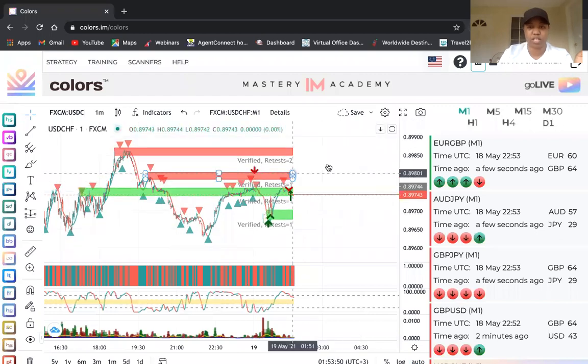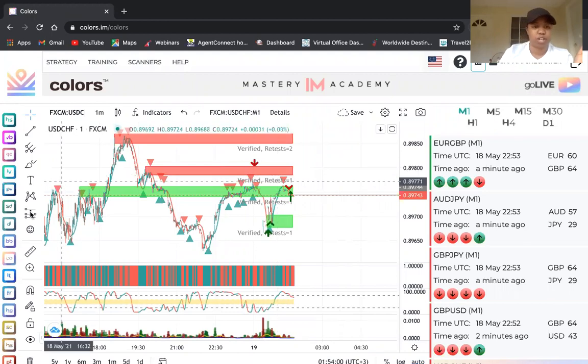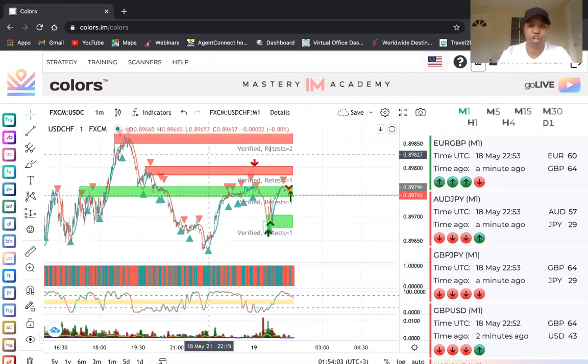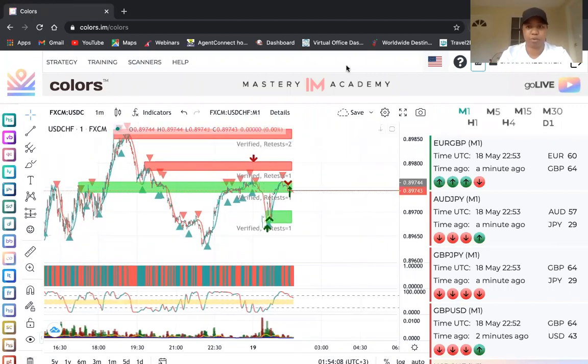So when you see these boxes, this is our motto, guys: no box, no trade, right? When you see a red box at the top right here, you're looking for a sell, right? And this is a perfect example with USD CHF.